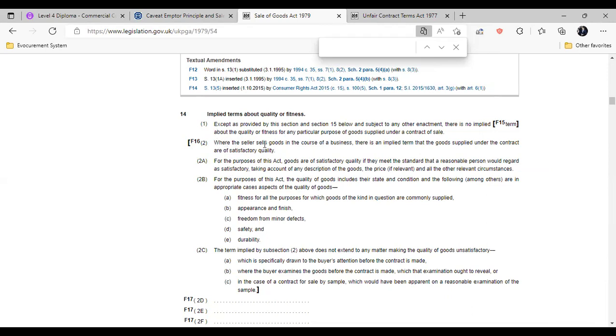Yeah, see this subsection 2 of section 14: where the seller sells goods in the course of a business, there's an implied term that the goods supplied under the contract are of satisfactory quality. It means the seller still has a duty to supply goods that are fit for the general use.